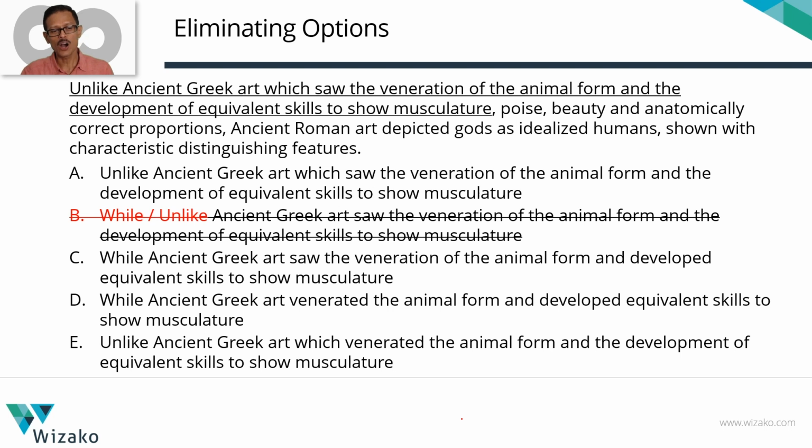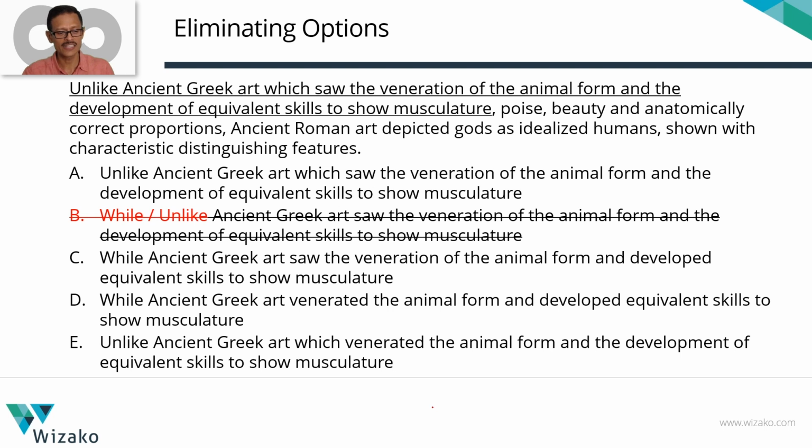If we had compared how ancient Greek art saw the veneration of animals and how Roman art saw the veneration of animals, we would have used unlike. Conversely, if you had talked about how ancient Greek form depicted gods and how ancient Roman art depicted gods, we would have gone with unlike. We're talking about two different aspects. Therefore, unlike cannot be used here.